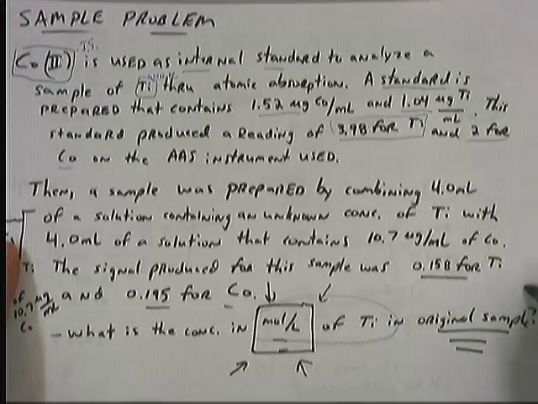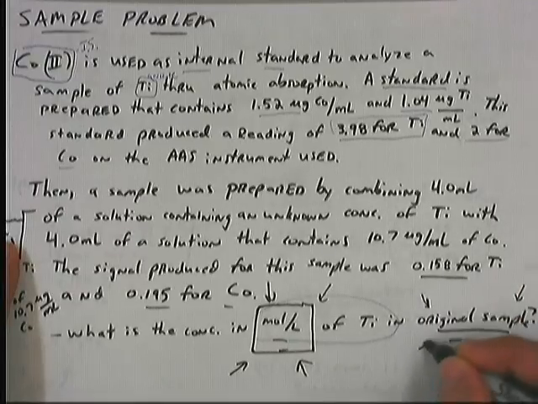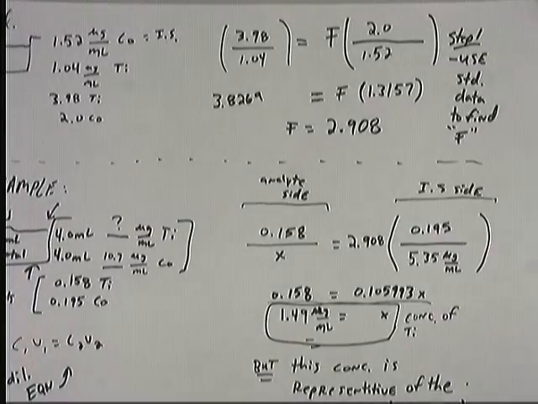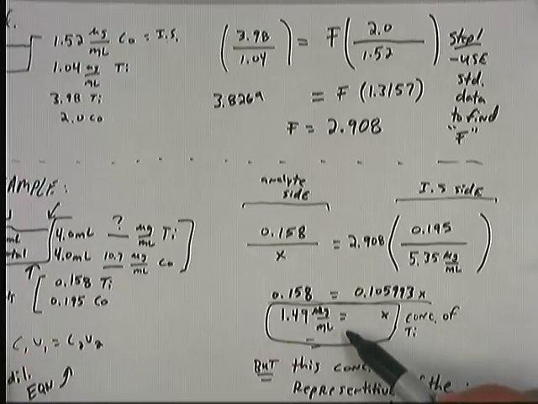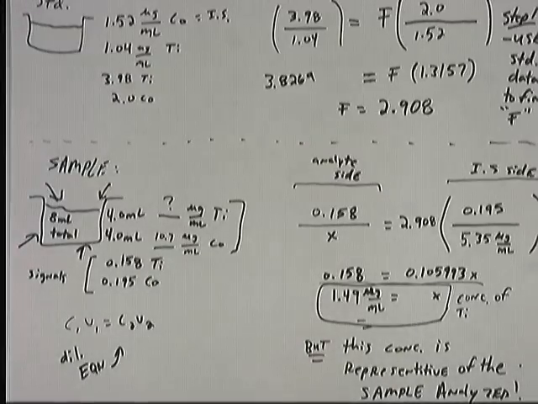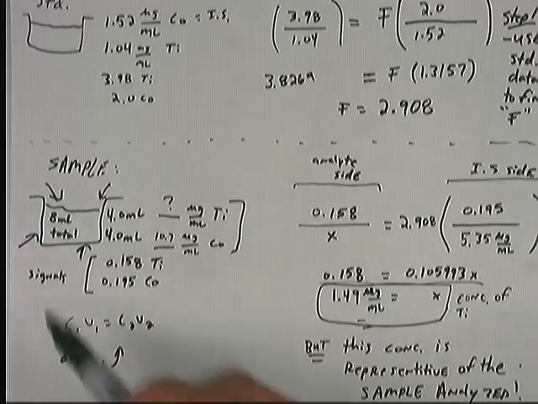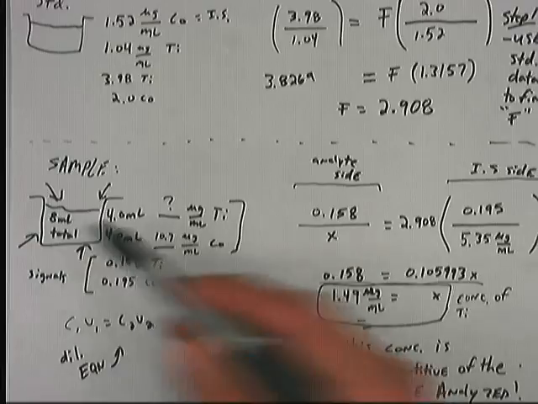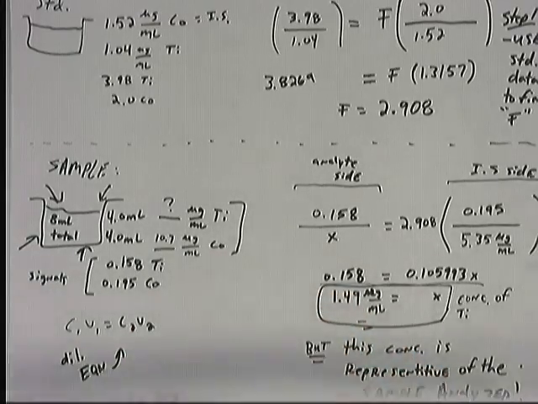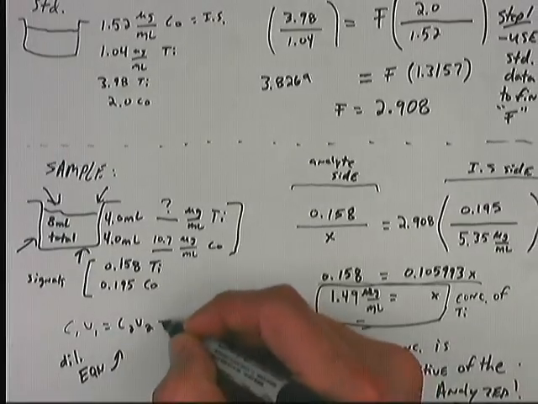And in addition, this is important as well. I want to know something about my original sample. This is not my original sample. It's 1.49. That's the sample that I analyzed. So I need to solve for what the concentration is in the original sample that I added to make this one. Okay, now how was this made? Well, 4 milliliters plus 4 milliliters make 8 milliliters. So I think we're kind of on to something here, and we see that we need to use the dilution equation again to help us.